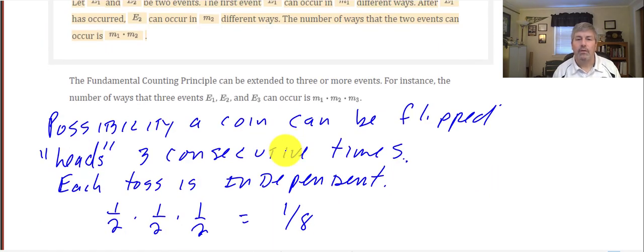The fundamental counting principle says that if I flip a coin, what's the probability a coin can be flipped heads 3 consecutive times? Since each toss is independent, every toss is 1 out of 2. So 1 out of 2 times 1 out of 2 times 1 out of 2 is 1 out of 8. I beg your pardon, I was reaching for my die already. With the die, something can happen 1 out of 6 times. So if I wanted to roll snake eyes 3 times in a row, that would be 1 out of 6 times 1 out of 6 times 1 out of 6, or 1 over 6 cubed.